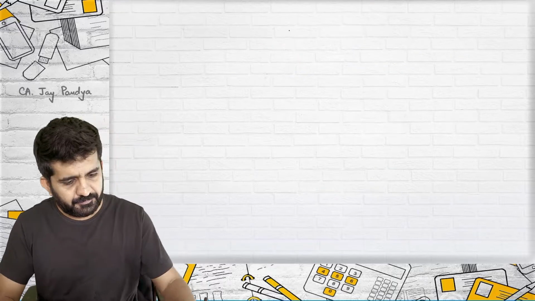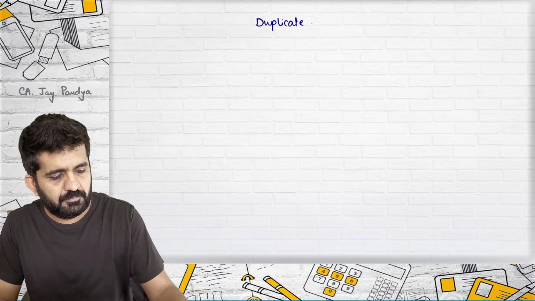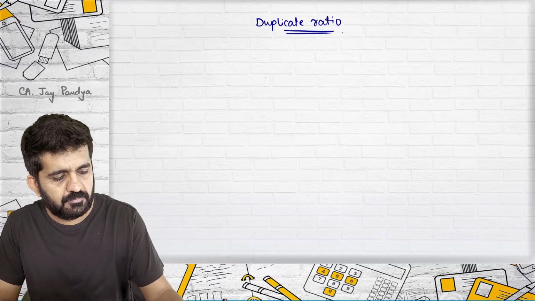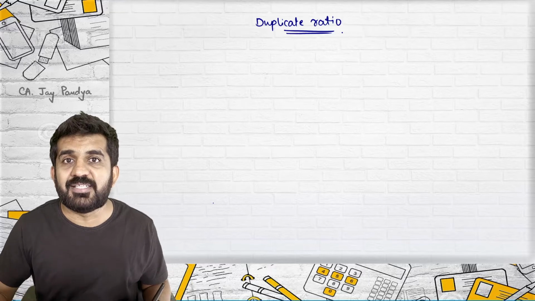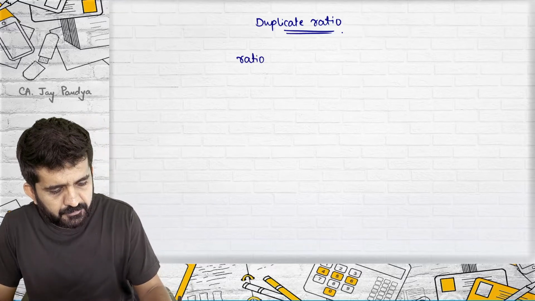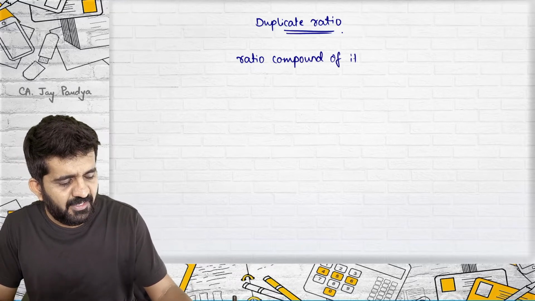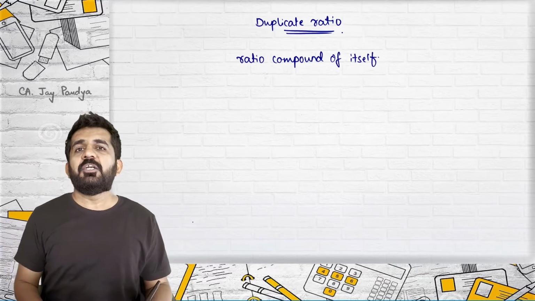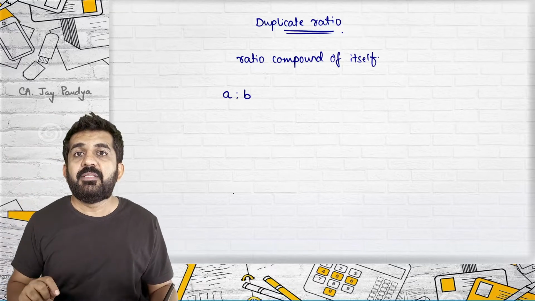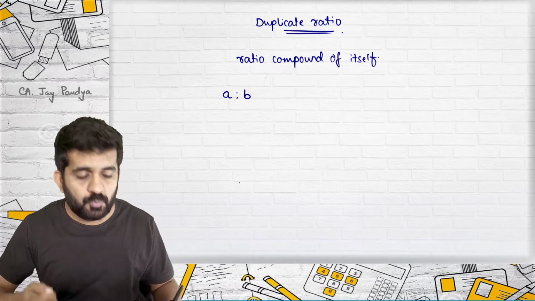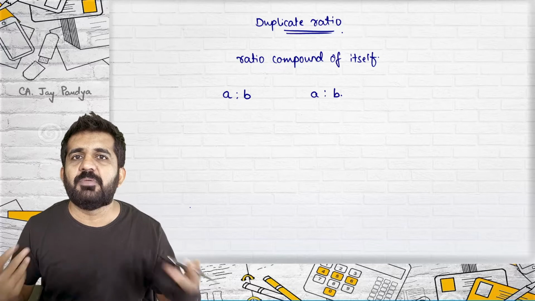Next point is duplicate ratio. Now a ratio compound of itself, the same ratio, will be termed as duplicate ratio. So if I am having one ratio, A is to B, then ratio compound of A is to B and A is to B. So it is written two times. So it is termed as duplicate ratio.